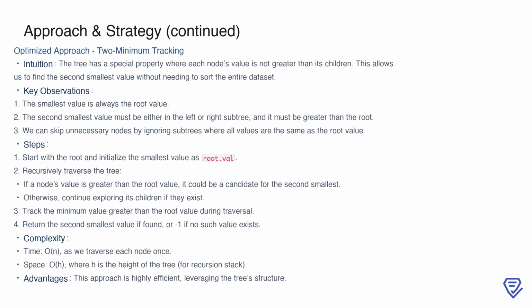Now, we turn to a more efficient solution, the optimized approach using 2 minimum tracking. This method leverages the special properties of the tree, where each node's value is not greater than its children.